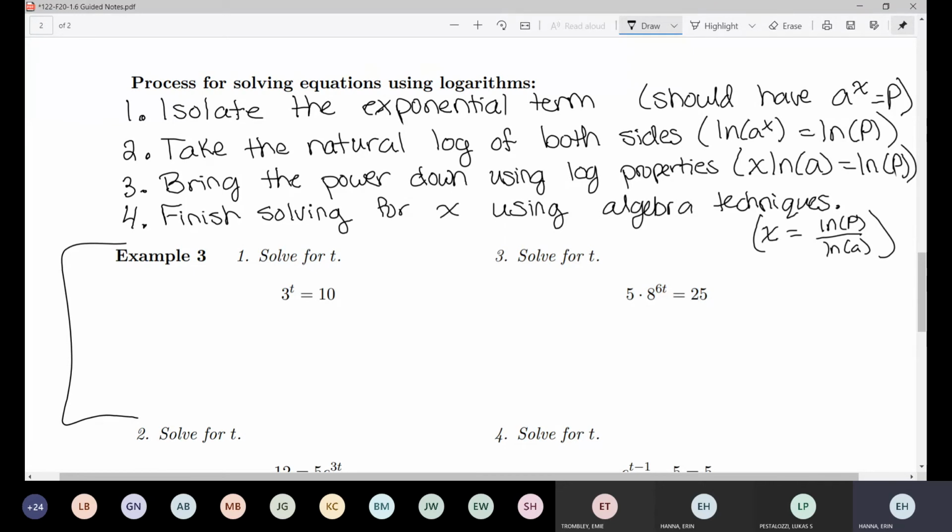So say we look at this first one in this example 3, we have 3 to the t equals 10. Well, the first thing I have to do is isolate the exponential term. Done. There's nothing next to that 3 to the t. There's nothing I have to kick over to the other side. I've already done that step, didn't have to do anything. So now I have to take the natural log of both sides. So I have the natural log of 3 to the t equals natural log of 10.